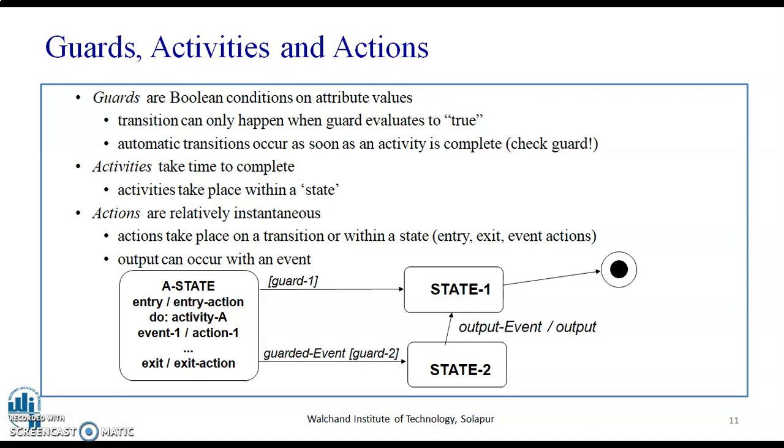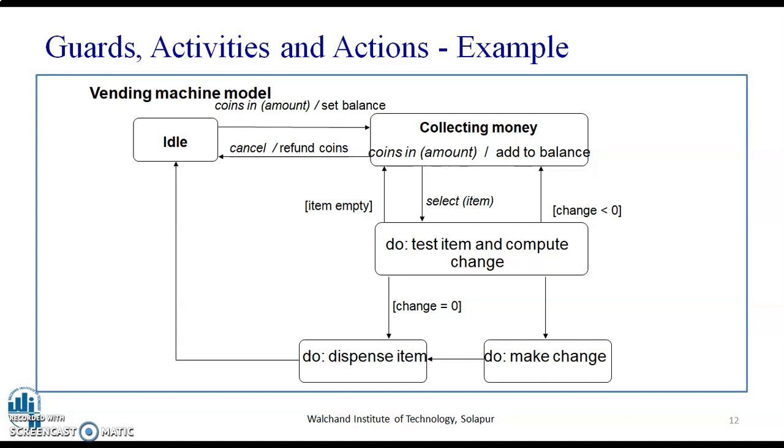Output can occur with an event. So how do you show that output event? In this way, or with the name written on it. Activities are shown as activity A inside the state diagram. Now we see a diagram wherein you have written the activities and actions.